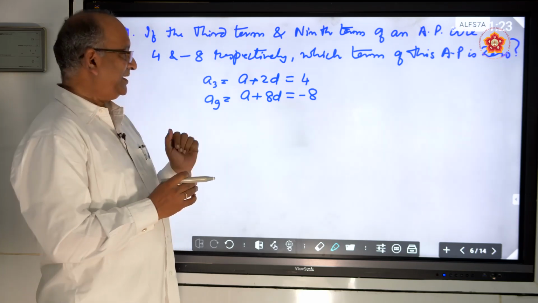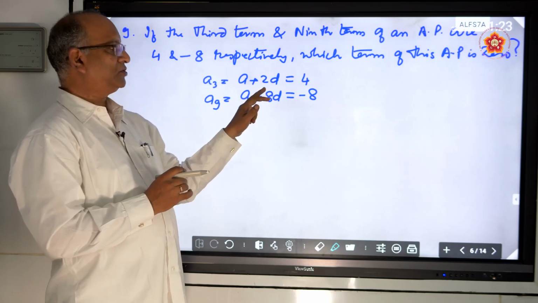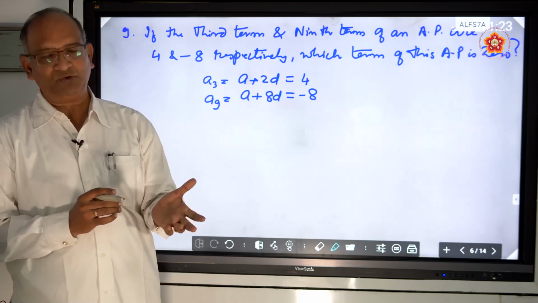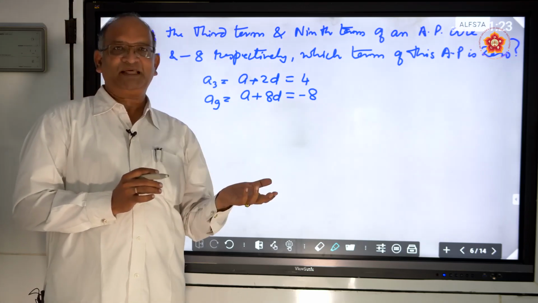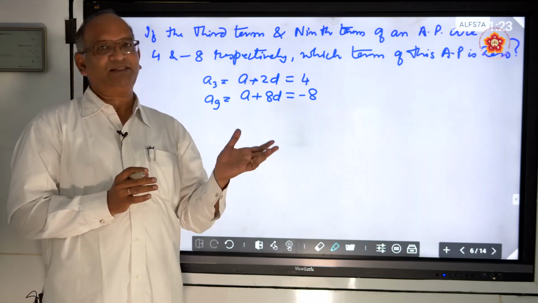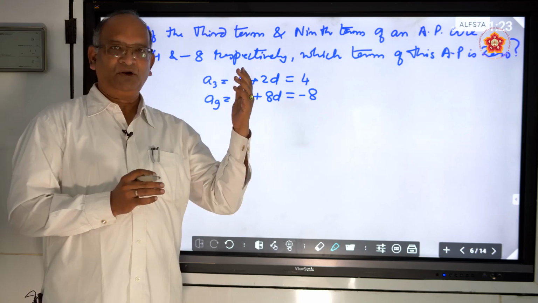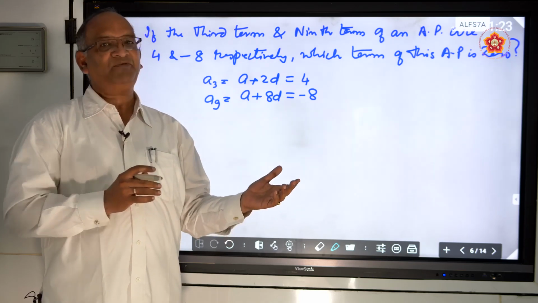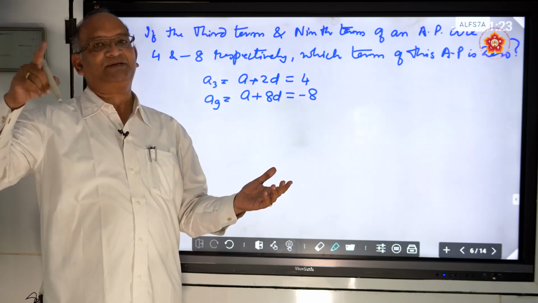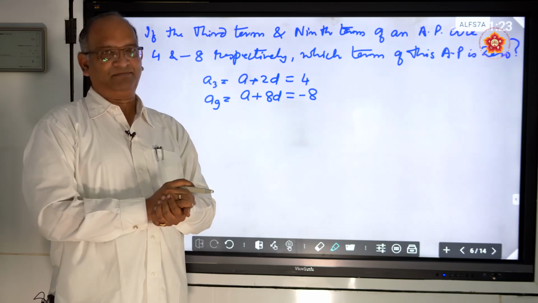But here we have the third term and 9th term, and we got 2 equations with 2 unknowns. And we know that if there are 2 unknowns, by solving them simultaneously, we can find their values. So first solve them simultaneously, find out A, find out D, and we are assuming that the nth term is 0. So n is also unknown, and it will be easy to find out n. So solve them.